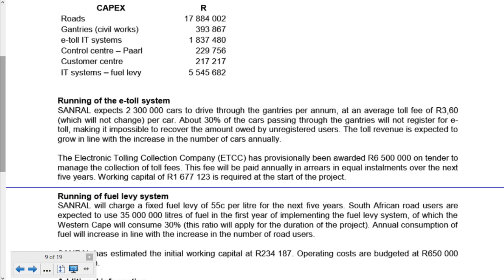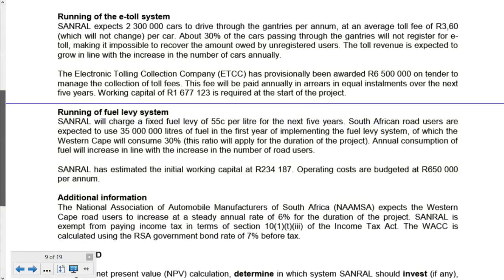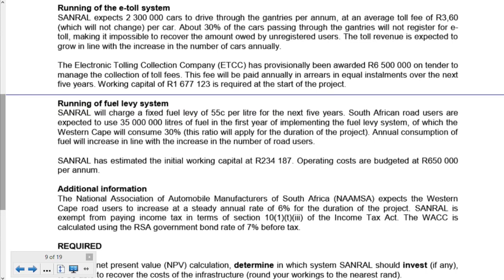Working capital of 1677123 is required at the beginning of the project. So you can see cash flows. They're not identical to a cash flow if it was a machine that we were buying, isn't it? But they're not undoable. And then there's the fuel levy. SANRAL will charge a fixed fuel levy of 55 cents per litre for the next 5 years.